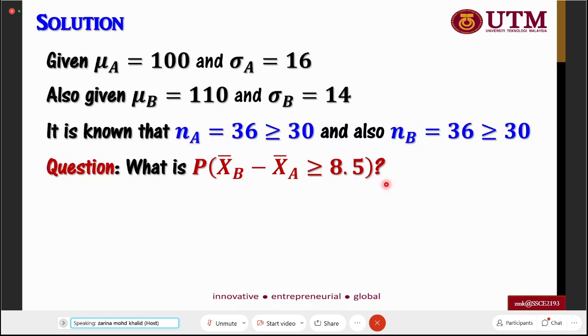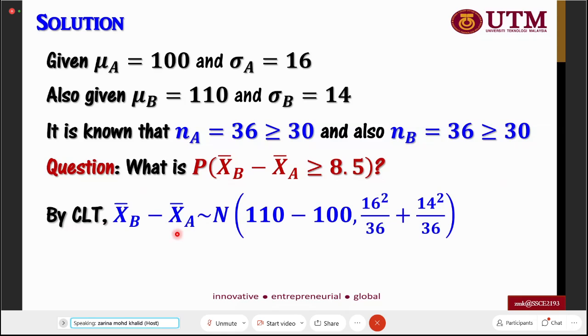So you need to define the distribution first. We can use the CLT, central limit theorem. By central limit theorem, the distribution will be normal. Although you don't know the population distribution, that's fine because your sample sizes are large. So you can approximate the distribution for x bar B minus x bar A as normal.